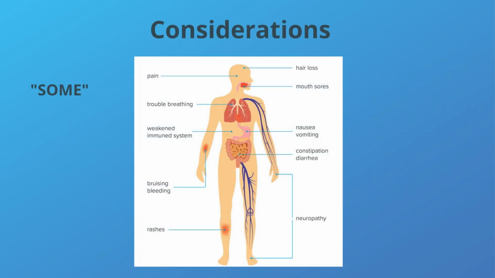Lastly, some complications for chemotherapy are hair loss, pain, mouth sores, trouble breathing, weakened immune system, nausea, constipation, diarrhea, bruising, bleeding, rashes, and neuropathy, which is damaged nerves outside of the brain and spinal cord.